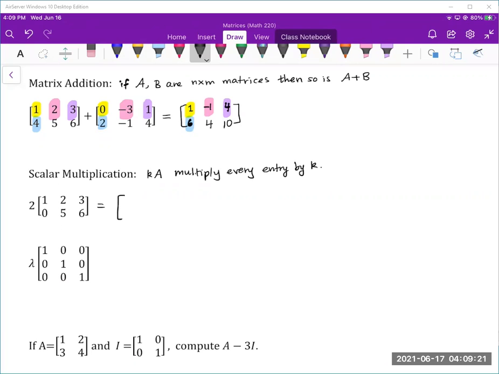our scalar is 2. Every entry we see in the matrix is going to be multiplied by 2. So we'll have 2, 4, 6, 0, 10, 12. So we have 2 times 1, 2 times 2, 2 times 6, 2 times 0, 2 times 5, and 2 times 6.